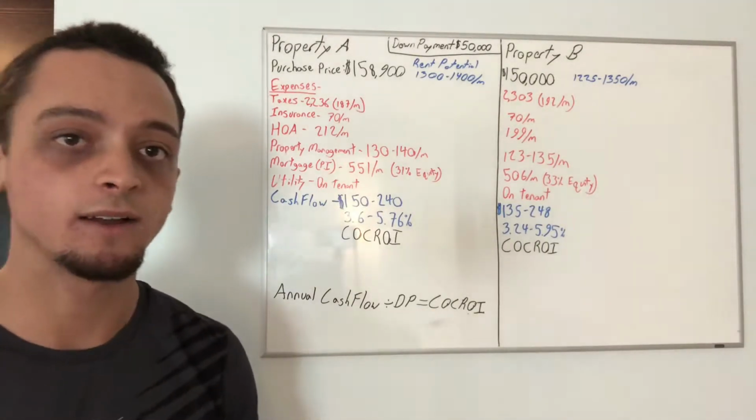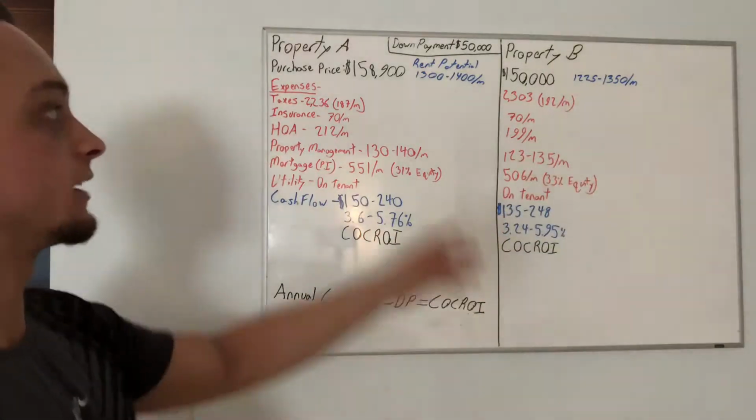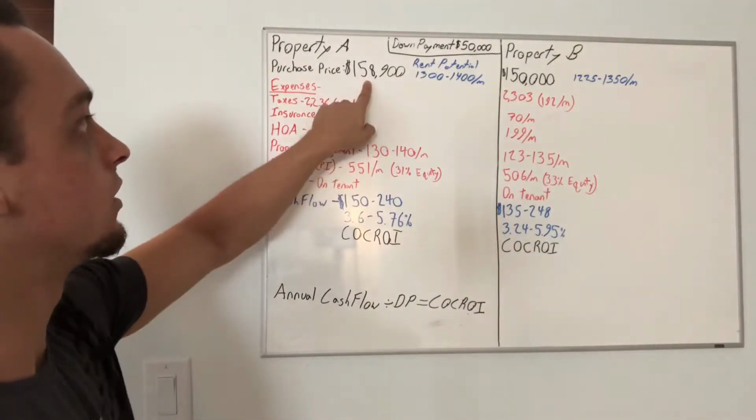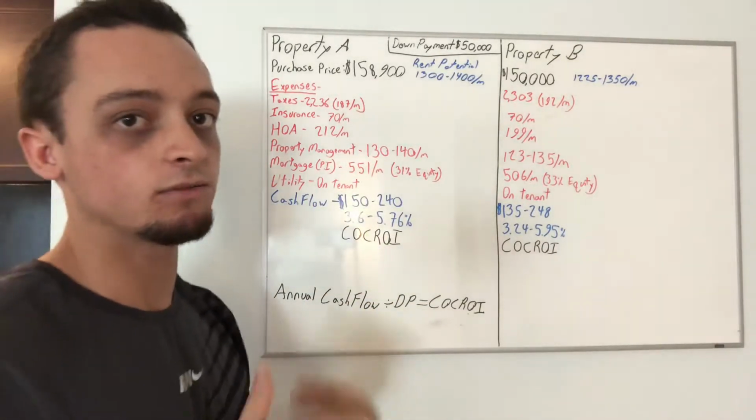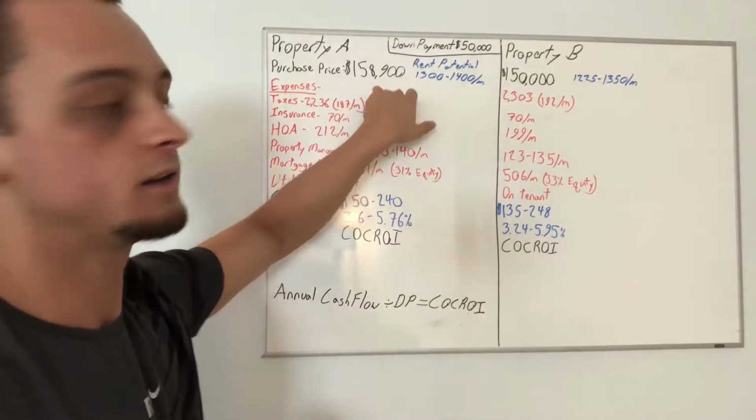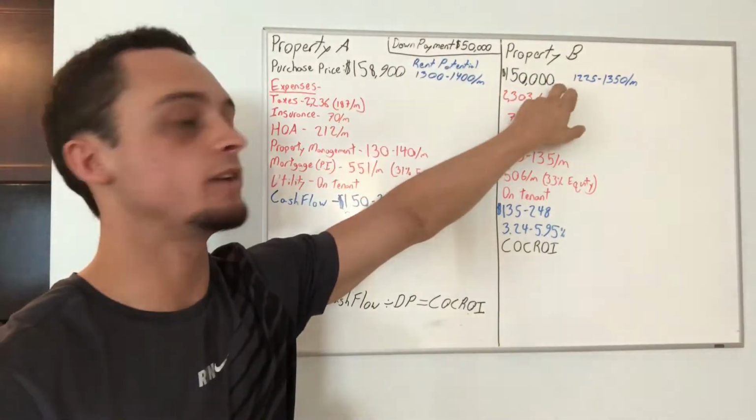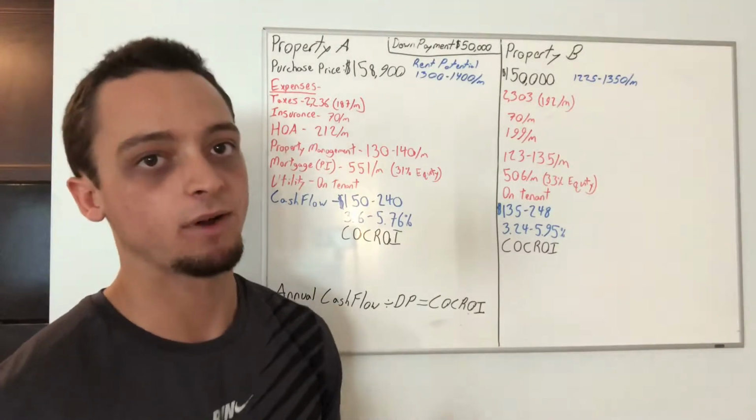So here I have property A and property B, and at the top is the purchase price. These are real properties on the MLS for sale right now. The purchase price for property A is $158,900. The purchase price for property B is $150,000. You're going to want to know how much money you can actually get from these properties.